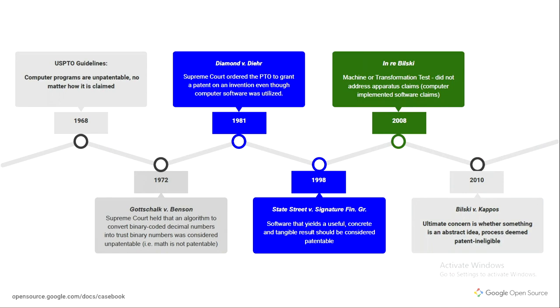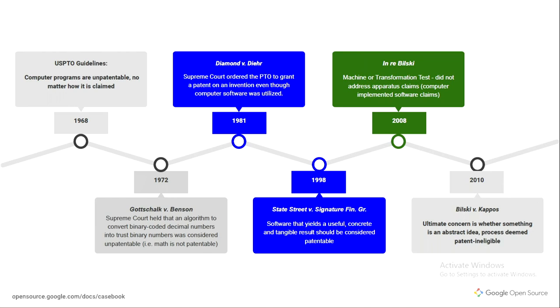So just as an example, if we look at how the US courts have looked at software patents, I've tried to color code this, but let's go back to 1968. In 1968, the US Patent Office basically gave guidelines that said computer programs are unpatentable no matter how you claim it. You cannot patent a computer program. 1972, the US Supreme Court followed in line of that guidance, and they said an algorithm to convert binary coded decimal numbers into pure binary numbers is unpatentable.